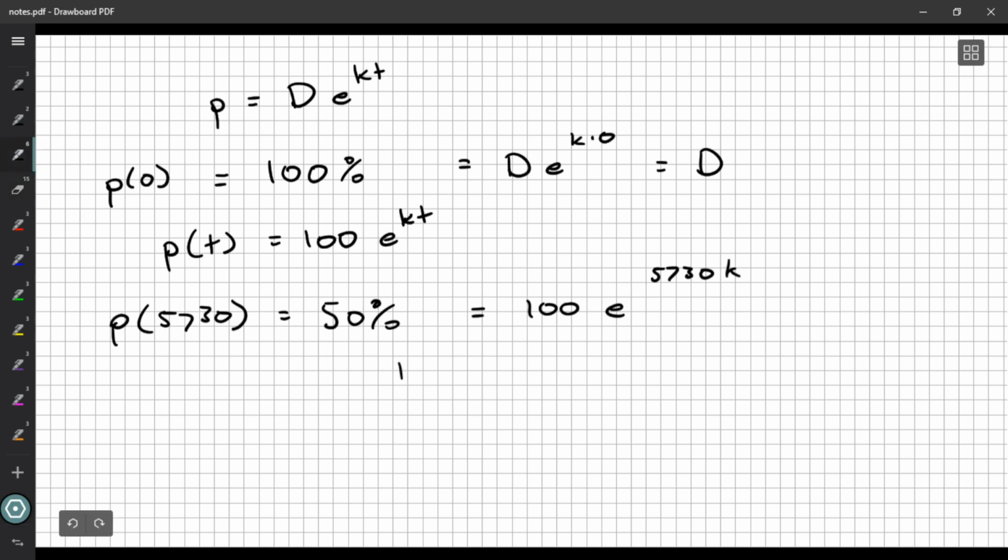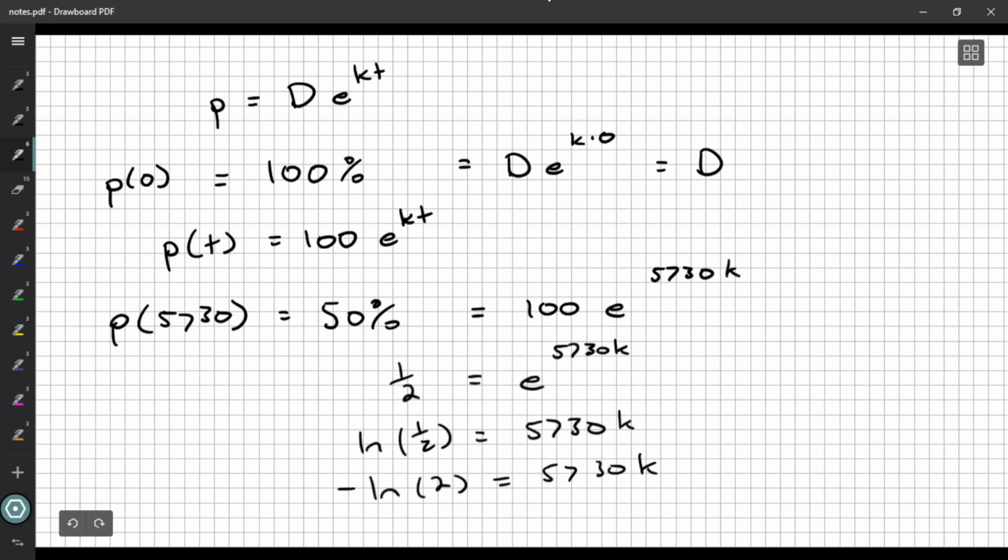Divide both sides by 100, you'll get a half is e to the 5,730k. Take ln of both sides. We could write this as minus ln 2 if we wanted to, and we might choose to. Some people like having no fractions in their logarithms. But ultimately, we go ahead and divide by 5,730, and we've got k.